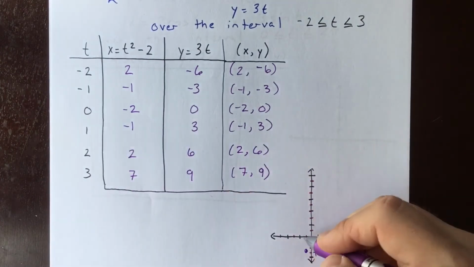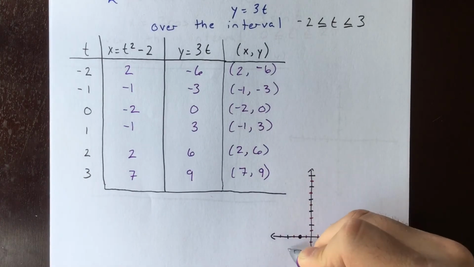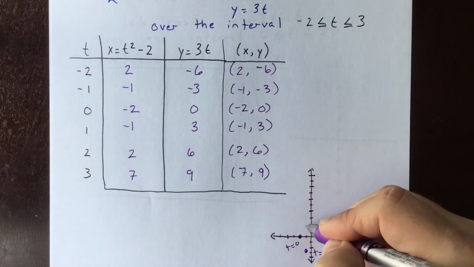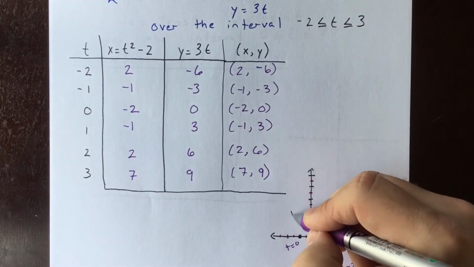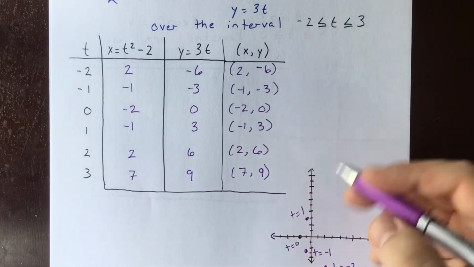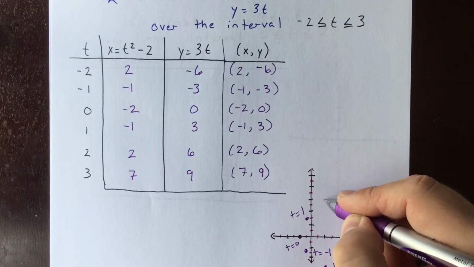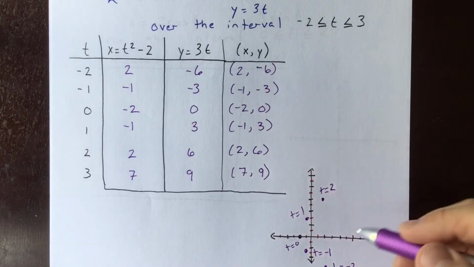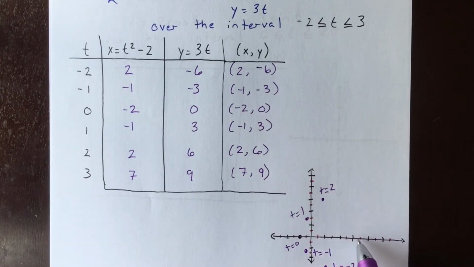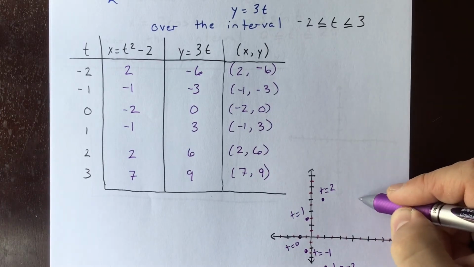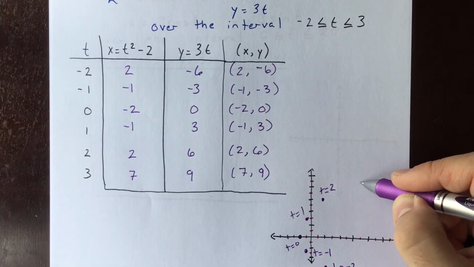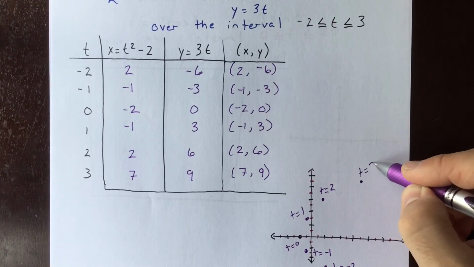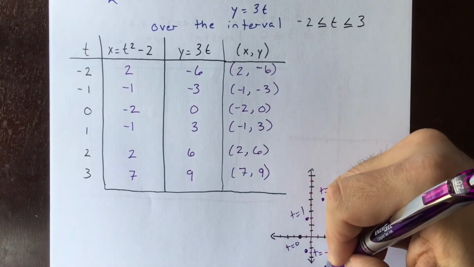That's 0. We have -2, 0. Okay, and then -1, 3. We have 2, 6. All right, then we have 7, 9. So 2, 3, 4, 5, 6, 7. Let's see, this is 6, 7, 8, 9. Yes, all right. So now we connect our points.